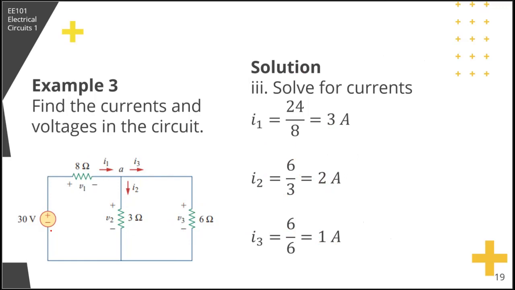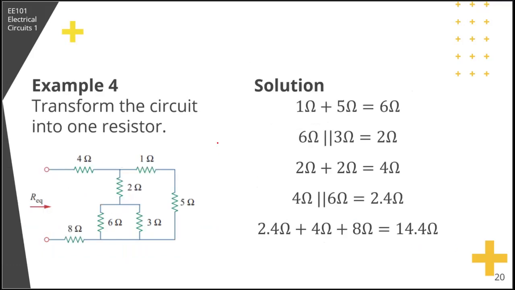Ang voltages pod, dapat ma-distribute man na siya. So, 24 plus 6, that's 30. So 30 pod siya. Okay? Another example, transform the circuit into one resistor.